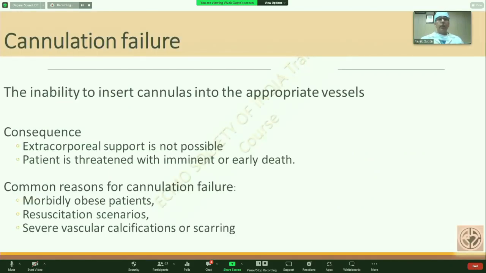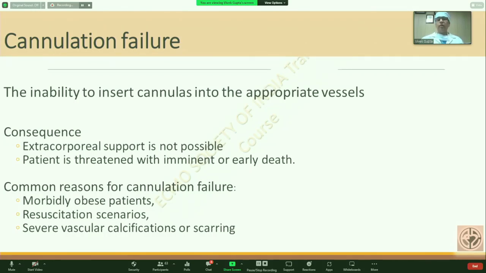What is important is that if we are not able to cannulate, we cannot initiate the ECMO. So this is very important: while cannulating, you should be very, very careful. You should always have backup help so that you achieve an appropriate cannulation. And if cannulation fails, there is a risk that the patient may die immediately, because you are putting on ECMO, either for VA or VV support, which cannot be achieved.